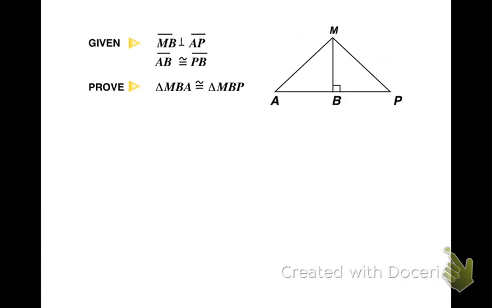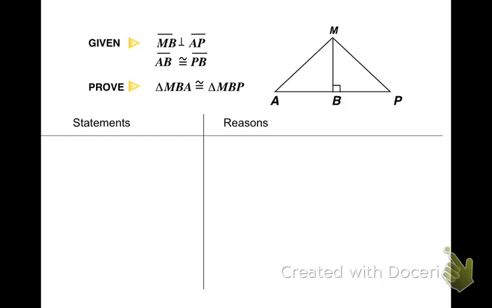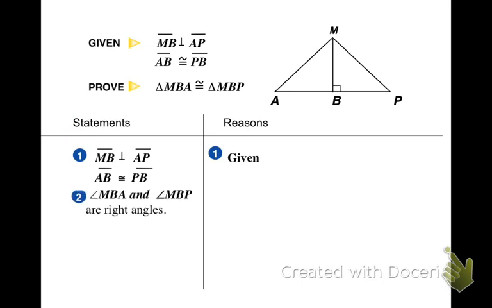Okay, now we've got an example involving perpendicular lines. So AB perpendicular to AP. We've got AB and BP being congruent segments. Let's see if we can't establish congruent triangles with that information, starting with what's given. Now, angle MBA and MBP are right angles. That's the definition of perpendicular lines.